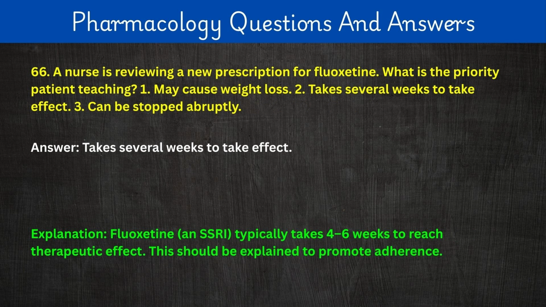66. A nurse is reviewing a new prescription for fluoxetine. What is the priority patient teaching? 1. May cause weight loss. 2. Takes several weeks to take effect. 3. Can be stopped abruptly. Answer: takes several weeks to take effect. Explanation: fluoxetine, an SSRI, typically takes 4 to 6 weeks to reach therapeutic effect.